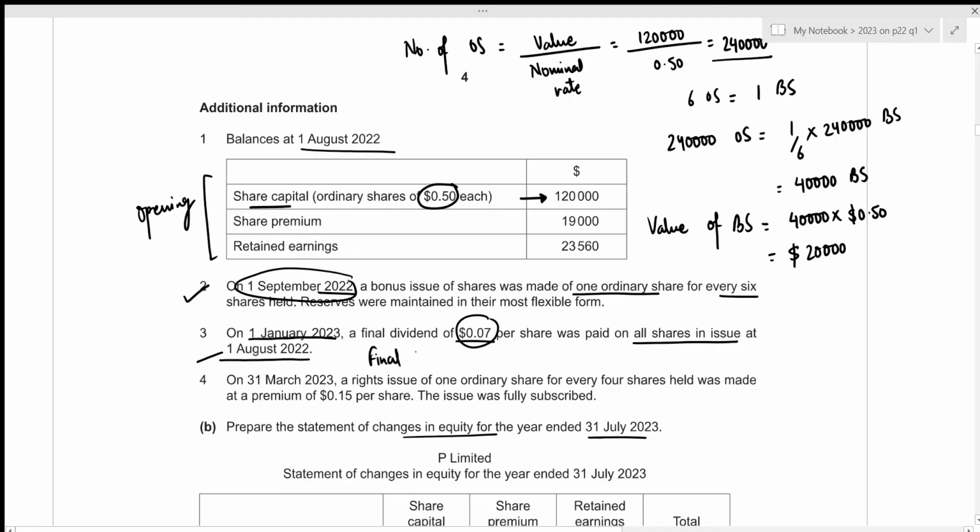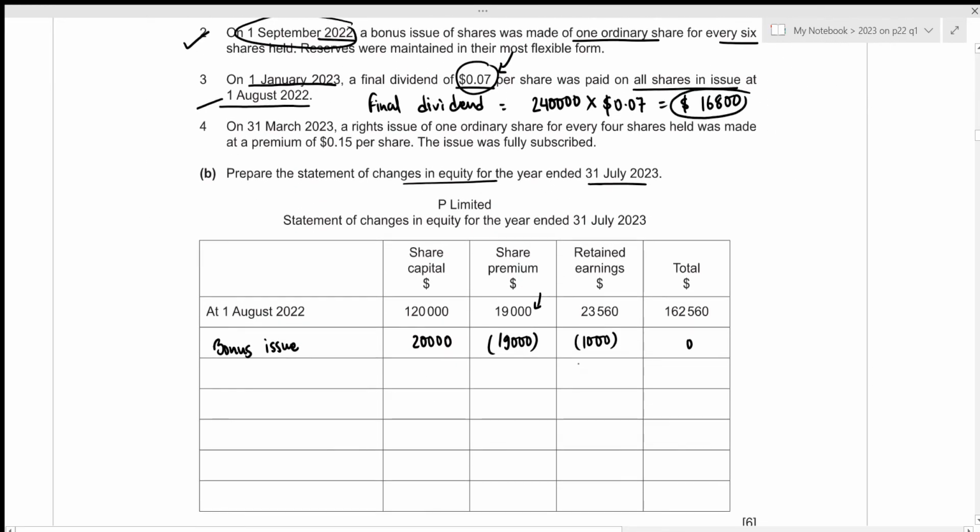Let's figure out the value for final dividend. That is just going to be the number of shares, in this case 240,000, multiplied by the rate per share. So that's 0.07. And this will give the dividend amount to be 16,800. And always remember that dividend is paid out from the retained earnings. So we need to subtract this amount from our retained earnings column. The total will be the same. It will have no effect on our share capital and share premium reserves. And we can just term it under the heading of final dividend. Okay, we're done with the third information.